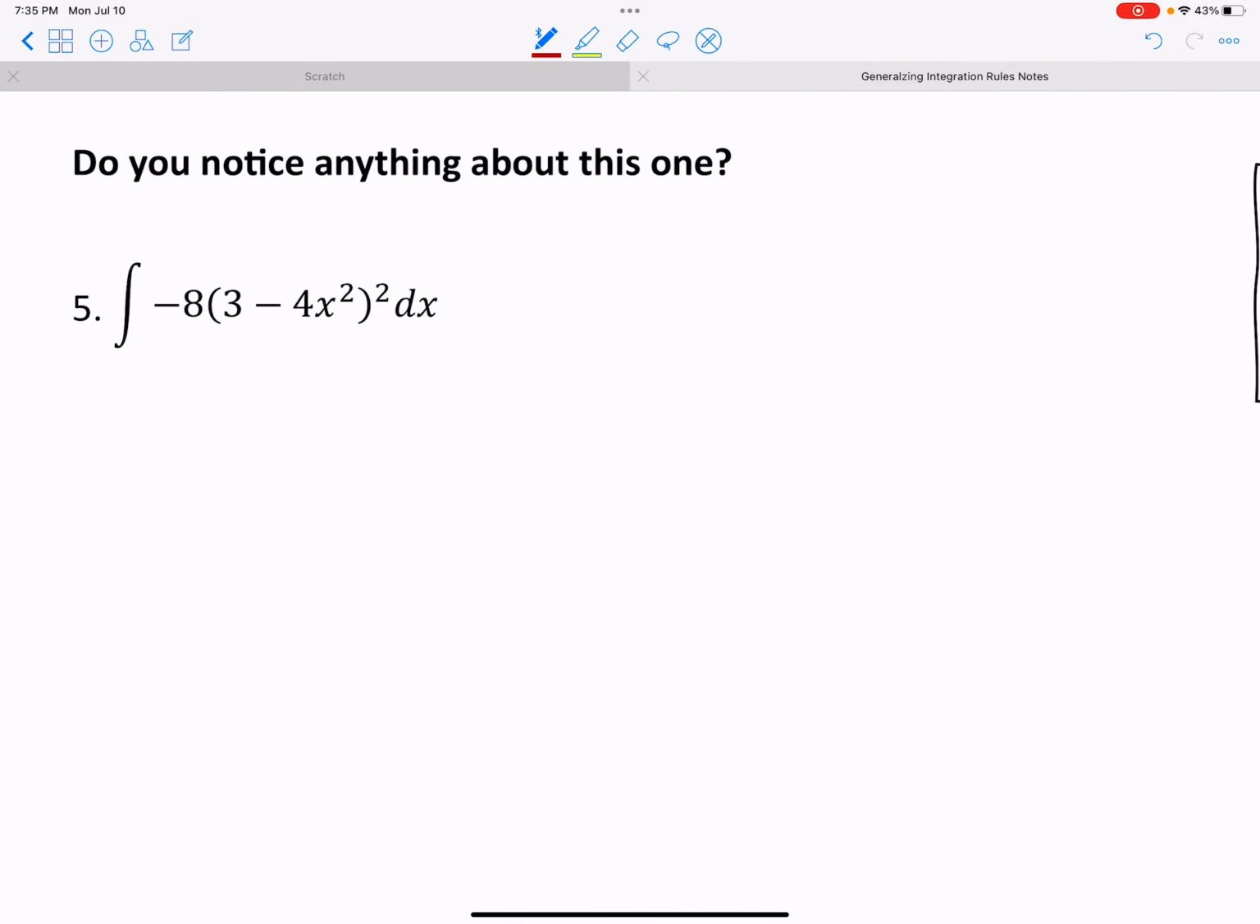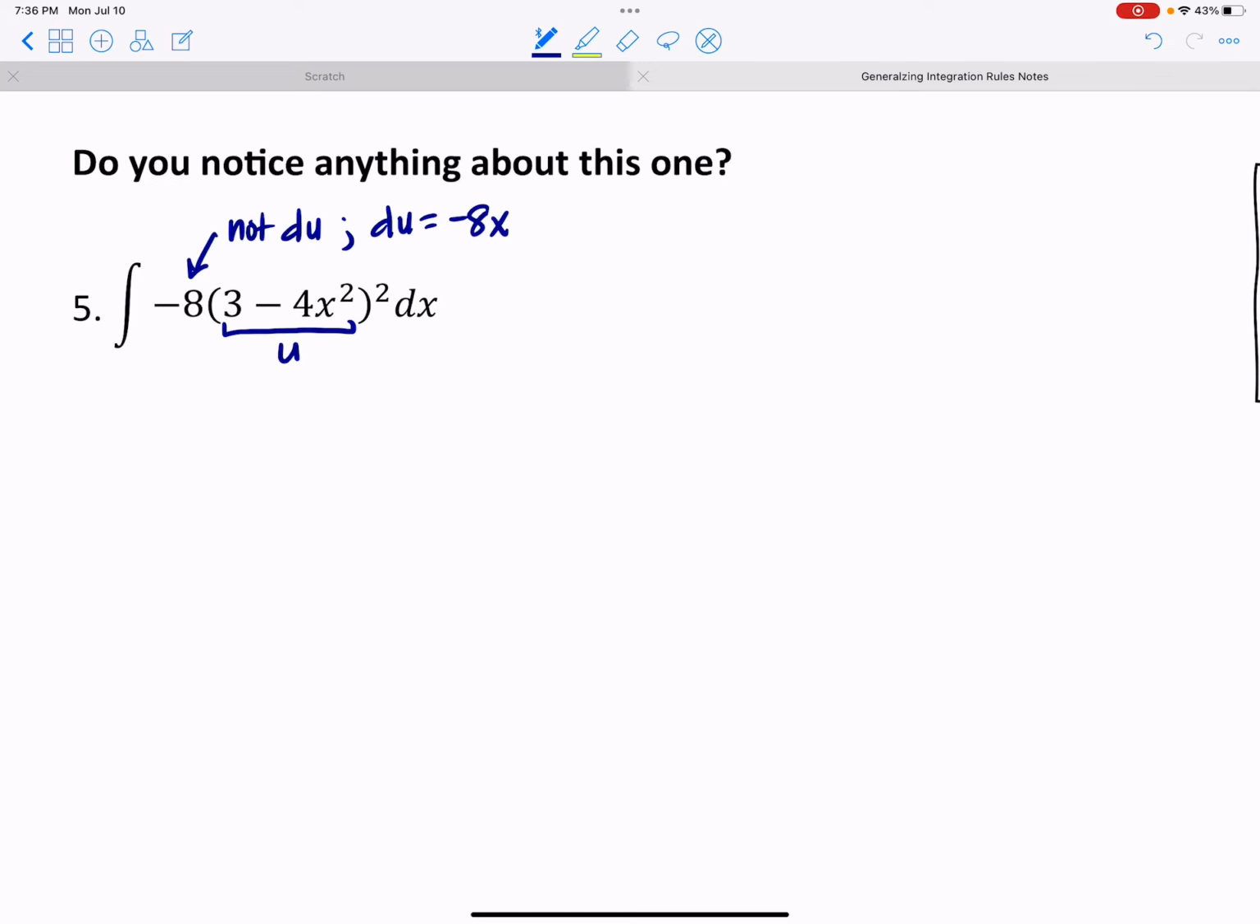And now, I want to draw your attention to this one. See if you notice anything that's different about this one. Looks like a power rule problem, composition of functions like we've been doing, but there's an issue here. If I'm looking at this inner function, 3 minus 4x squared, the derivative of that inner function should be a negative 8x, and that does not occur here. So this is not du. It should be, excuse me, a negative 8x.